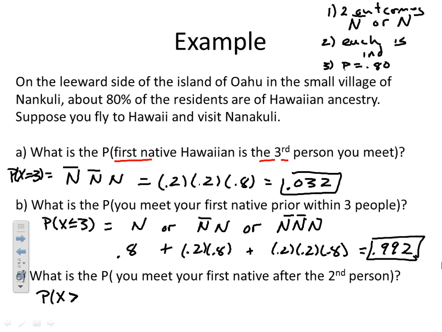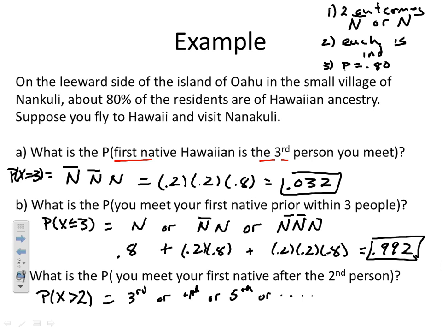So after 2. Well, the problem with this is technically in a geometric setting, there is no ending. We could have met the first person right away, the second person, third person, fourth person, fifth person. We could go the entire trip without seeing a native Hawaiian. So what we're looking at here could be third or fourth or fifth or sixth, on and on and on. There's no ending.